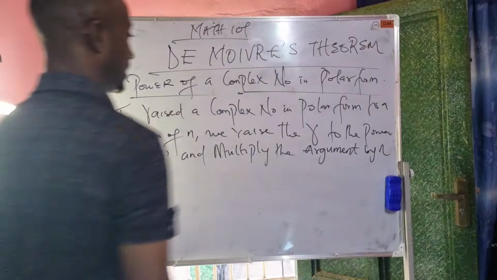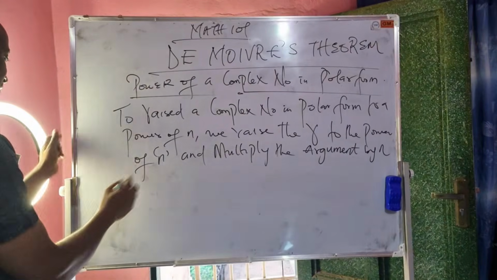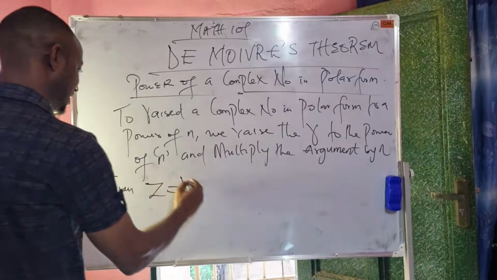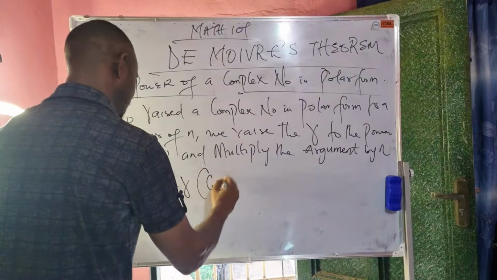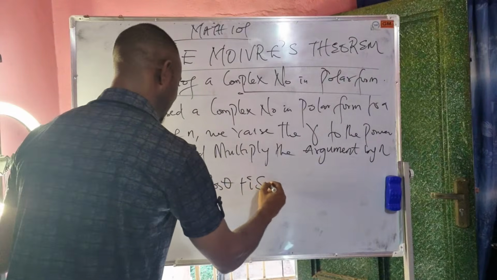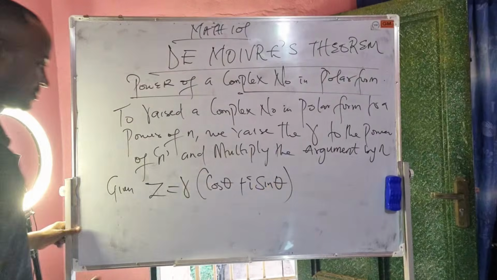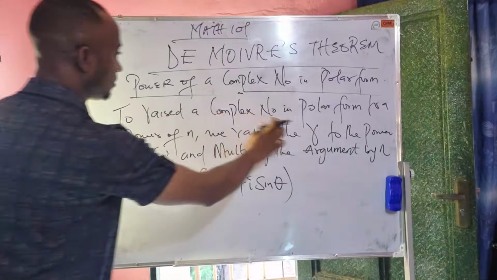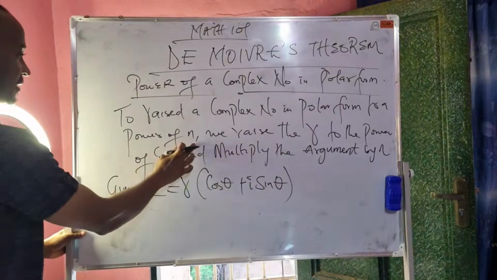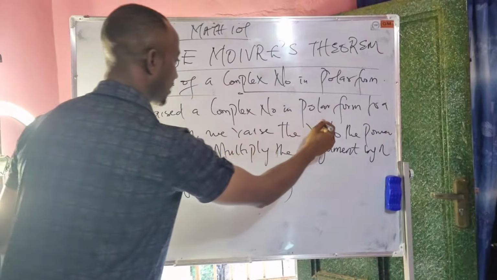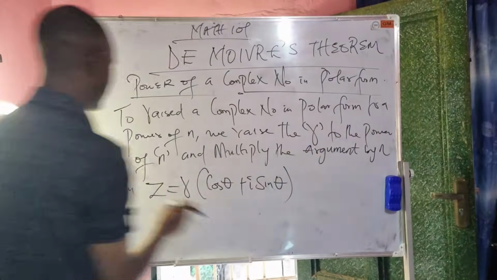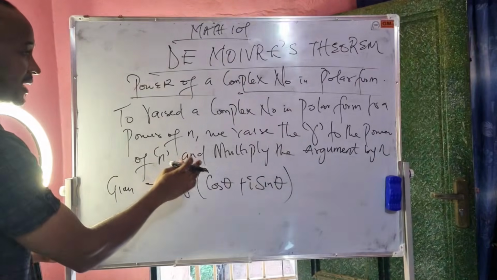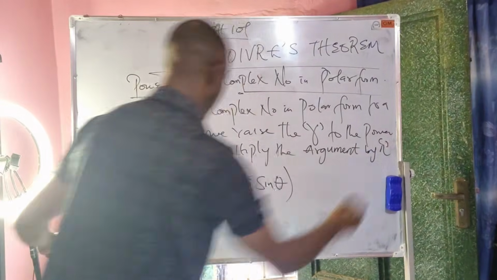Okay. What I'm saying here is that if we are given, let's say, z equals r (cos theta + i sin theta) in polar form. What De Moivre's theorem is saying is that to raise a complex number in polar form to a power of n, we have to raise the value of r to the power of n and multiply the argument by n.